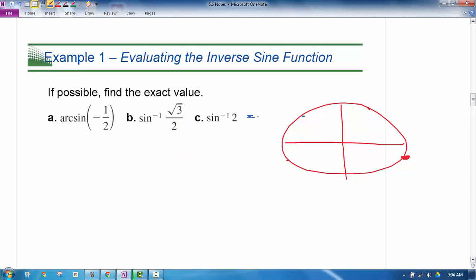And the last one, if we call this equal to some angle, the sine of that angle is equal to 2. We know the sine of no angle equals 2. Sine can only go from -1 to 1. So we know it never reaches 2 up here. Therefore, there is no answer to this, so we would say no solution.